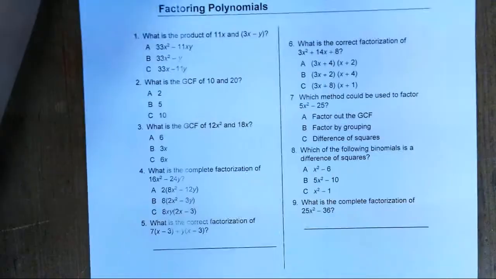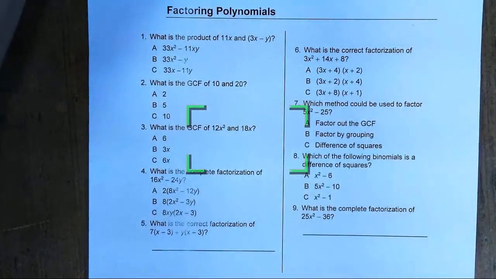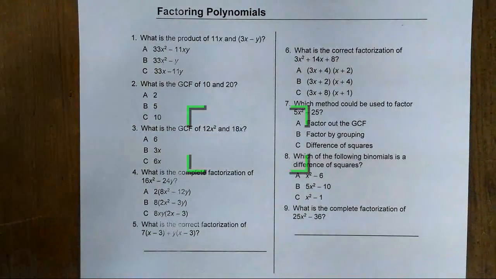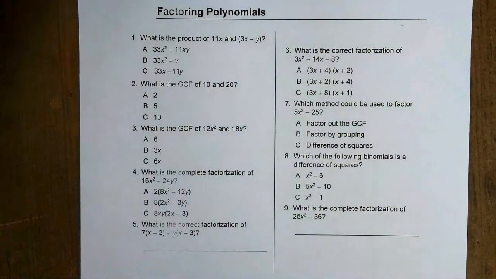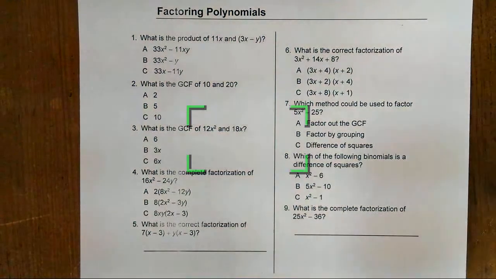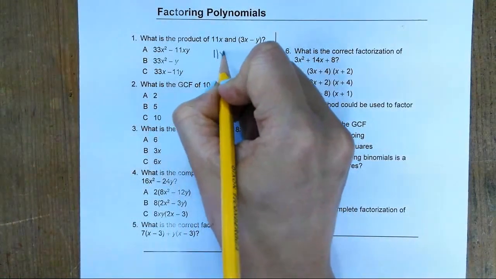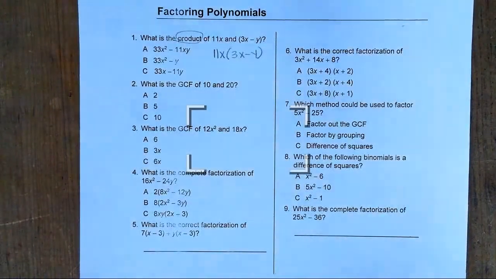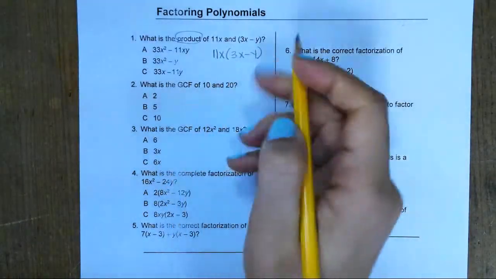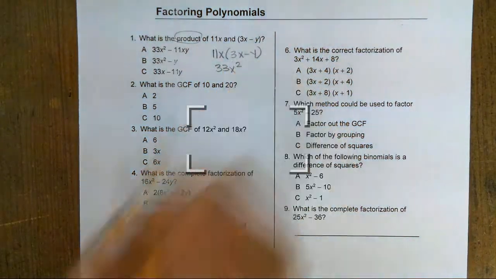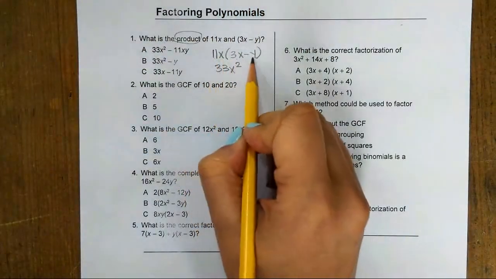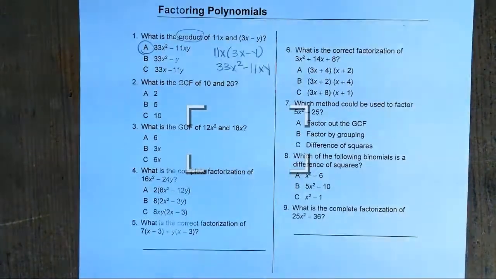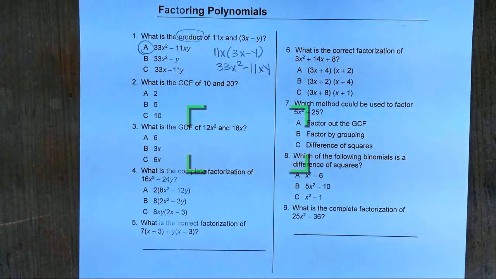Alright, so here we have factoring polynomials. The first question is, what is the product of 11x and 3x minus y? What you're doing here is pretty simple. You're just going to distribute. You're doing 11x times 3x minus y, and we know that because it's saying product, and product means to multiply. So 11x times 3x gives us 33x squared, and then 11x times negative y gives us minus 11xy. And that's it.